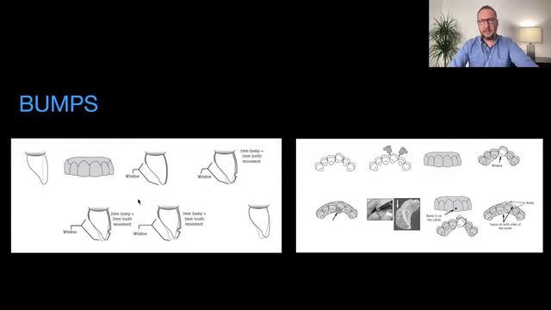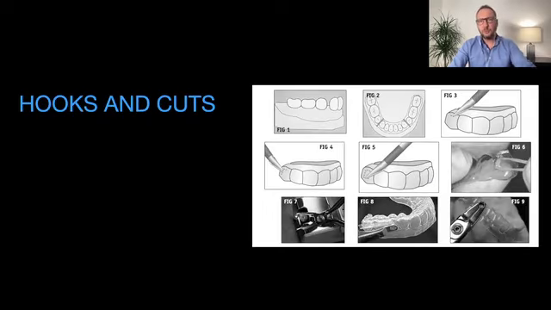So bumps are the opposite of attachments, because an attachment is something that we bond to the tooth surface, and bumps we create in the plastic to create a kind of point of pressure when we want to move teeth.